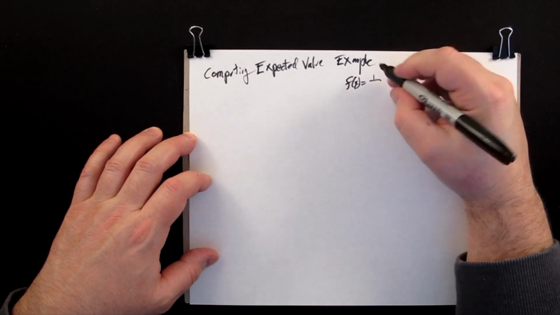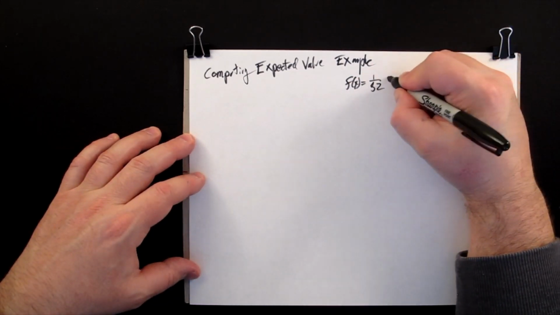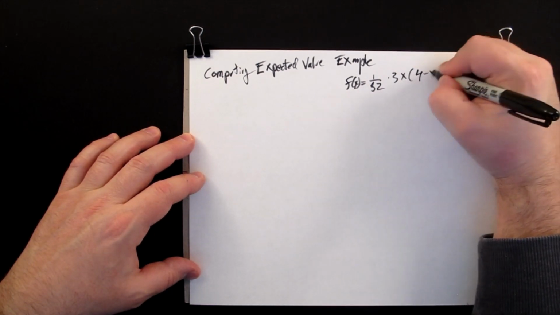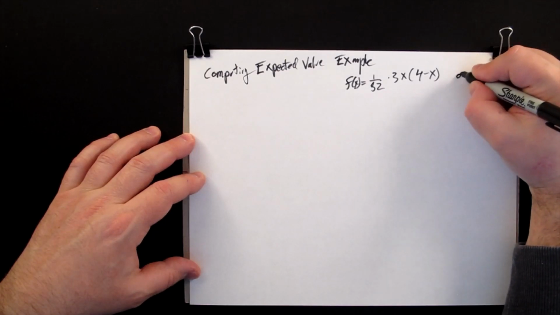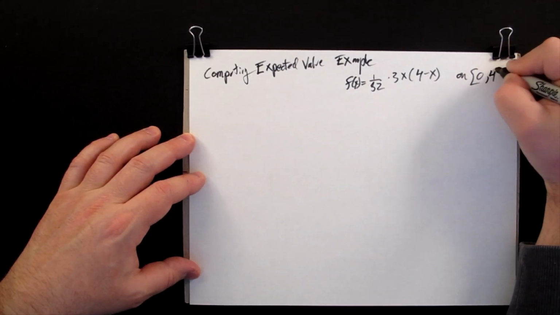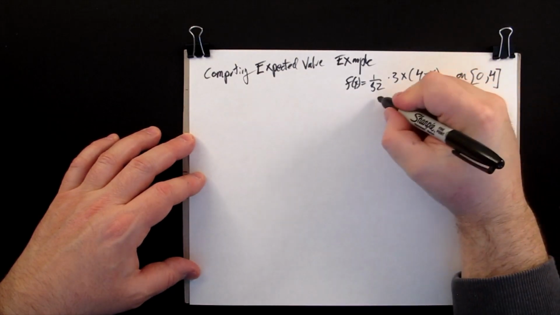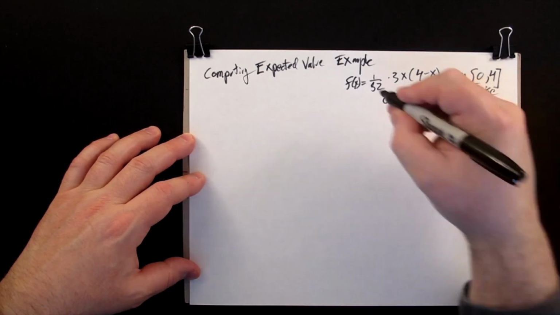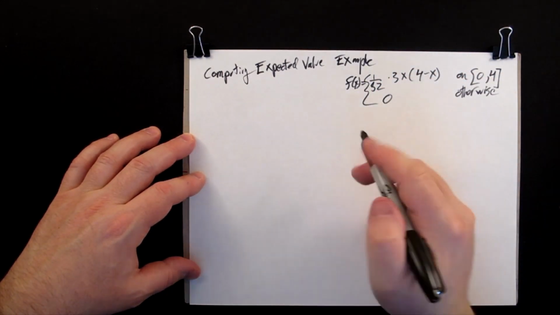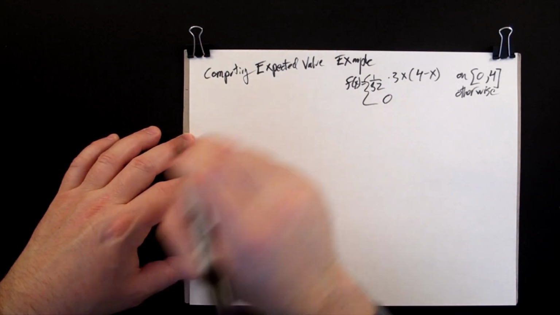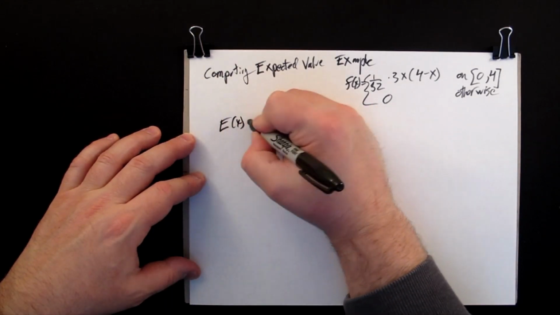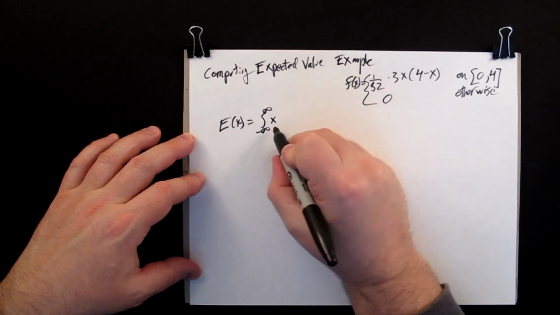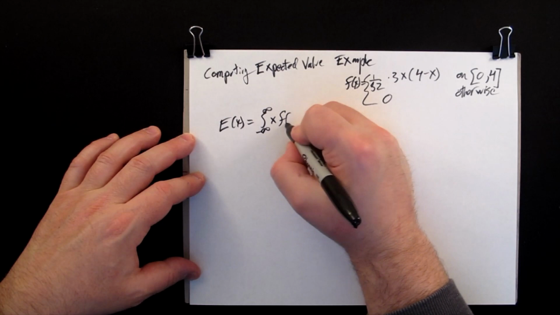So this is our probability distribution, 1/32 times 3x times (4 minus x). And this is defined on, so we're restricting this to 0 to 4. Outside of that, it's 0. Okay, so that's our probability distribution, and we compute the expected value. Remember, that is the sum of all possible values of your observation times the chance of seeing it.